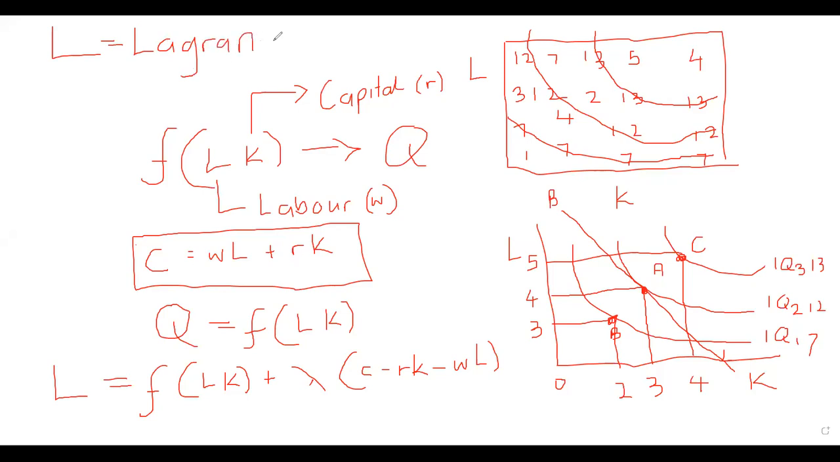So this is a Lagrangian function which is used to combine 2 functions in one. This Lagrangian function has 2 components: the production function and the budget line. This is the lambda, the multiplier.